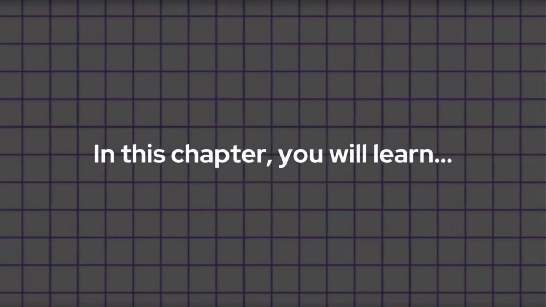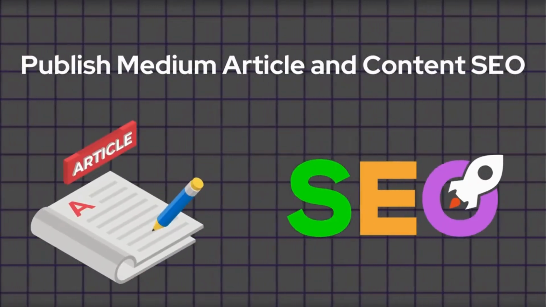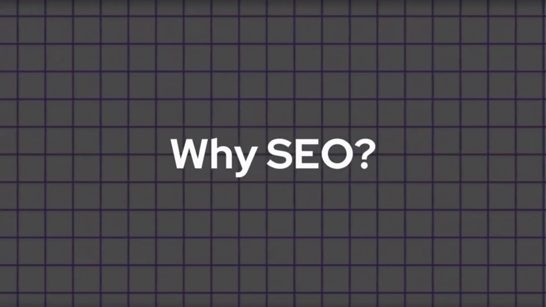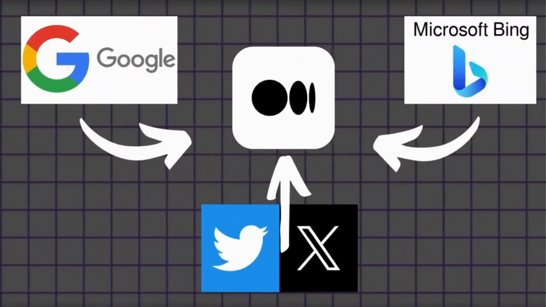In this chapter, we're going to talk about how to publish our Medium article and optimize the content for SEO. So why do we need to optimize it for SEO? It is because we want to get traffic from all over the internet.